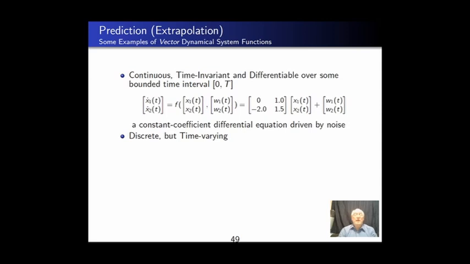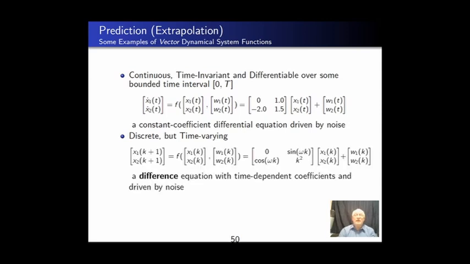In a discrete case, but time varying, you might have something that looks like this. You could have a matrix with some cosines and sines in it that are dependent on k, so this is going to be changing with each value of k. Also, you've got a k squared term there, so there's further explicit dependence on time. And then the white noise added. So this is a difference equation, but with time-dependent coefficients driven by noise.